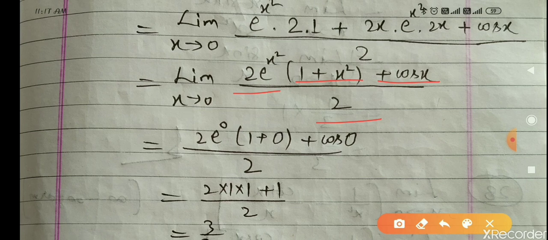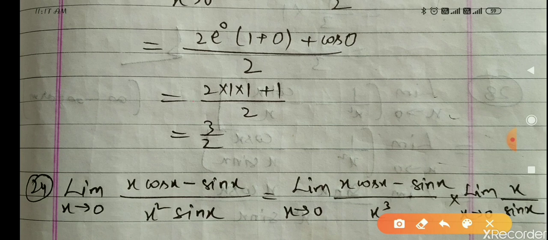So you are getting 2 into e to the power 0 into (1 plus 0) plus cos 0 upon 2. 2 into 1 plus 1 upon 2, 3 upon 2. So this is the final answer. So this was the question in which you applied L'Hospital rule 2 times, means 2 times differentiation of numerator and denominator separately you did in this question.